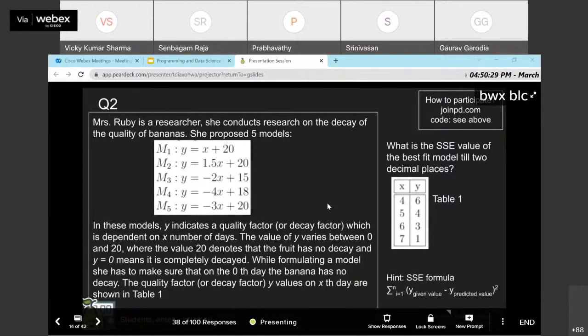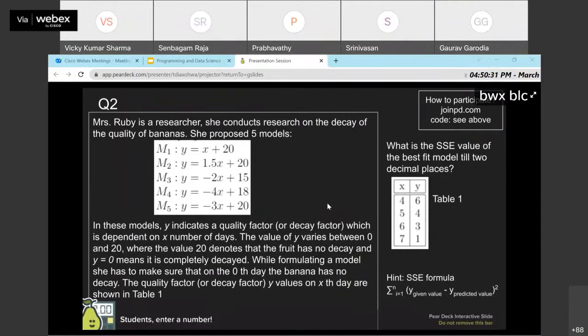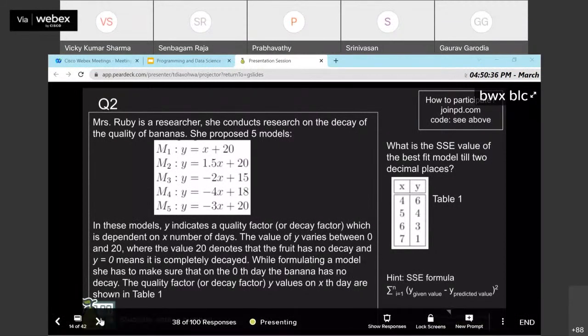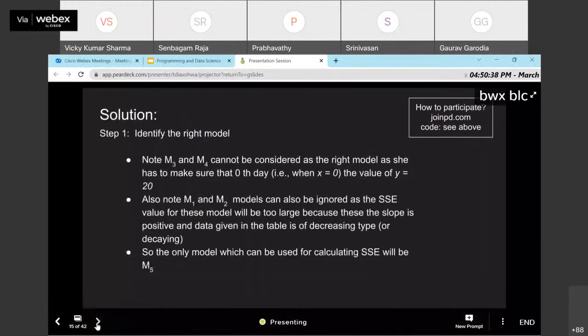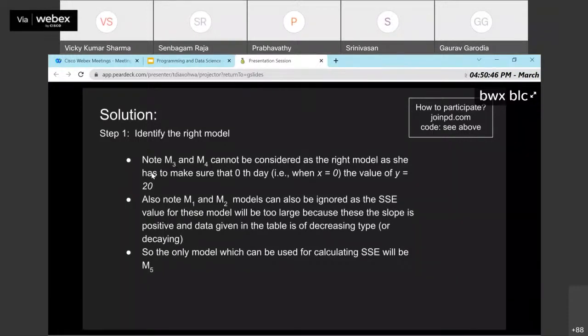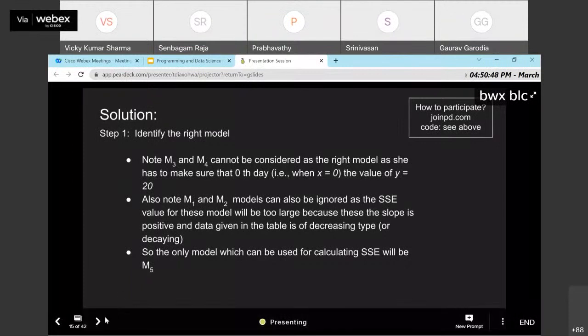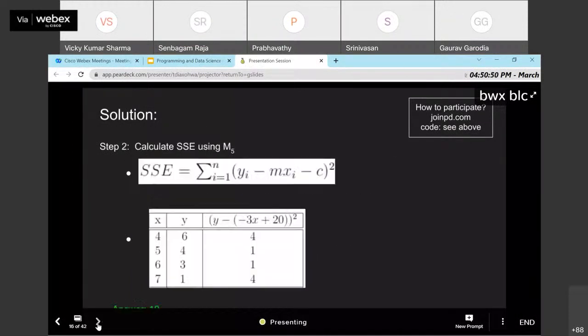So now we chose our model, model 5. Once we have our model, we have to find out SSE. So how do we do that? Let's see. First of all, this is step 1, identifying the right model. It's the same thing written here. If you want, you can take a screenshot of it. It's the same explanation I have written.